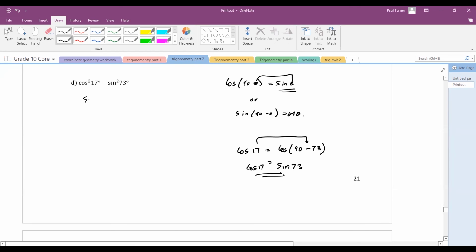So we could actually rewrite this as sine squared 73 minus sine squared 73, which is 0. Okay, they will cancel each other out. It doesn't matter what the value is, they're equal. And when you subtract equal quantities, then you'll get 0.